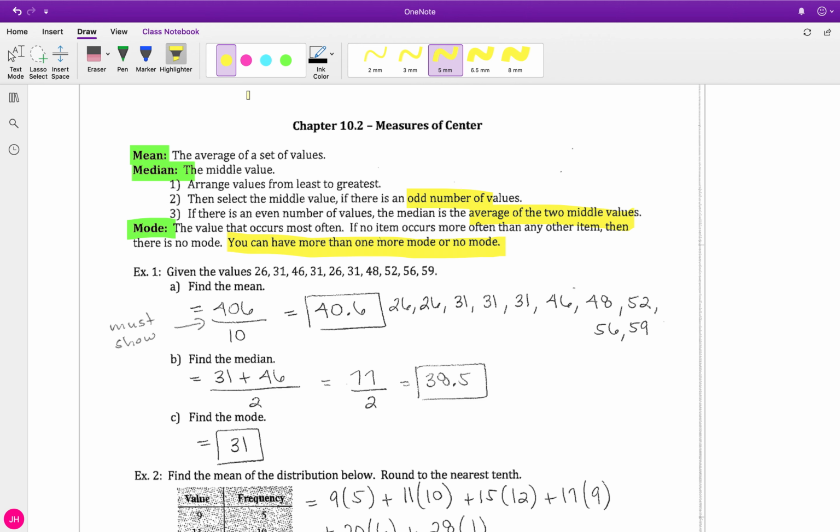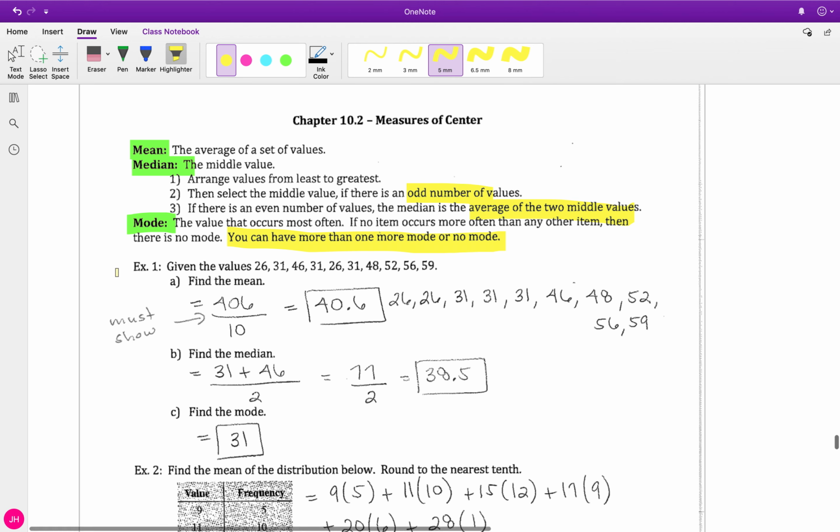And that kind of ties into the mean. The mean is when I add up all my values and divide by the total number. So for instance, we have 30 people in our class. To find the class average, I add up everybody's exam grades and then divide by 30.